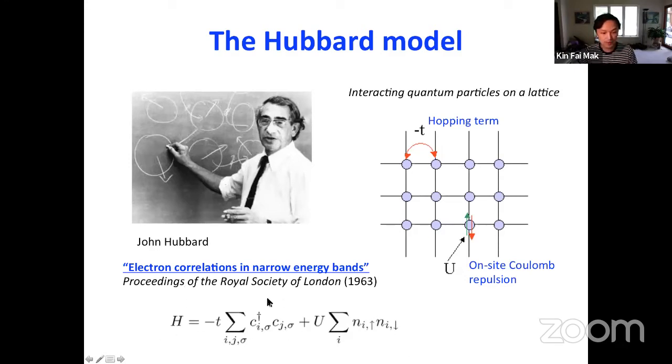Now it has two terms. One is the hopping term again, and the other is the on-site Coulomb U that describes the Coulomb repulsion. There are only two terms in the Hamiltonian, and as a result, the physics is only controlled by the ratio of these two energy scales, U and t. We just call it U over t. If U over t is very large, we call it strongly interacting, strongly correlated. When U over t is very small, then it's a weakly interacting system.